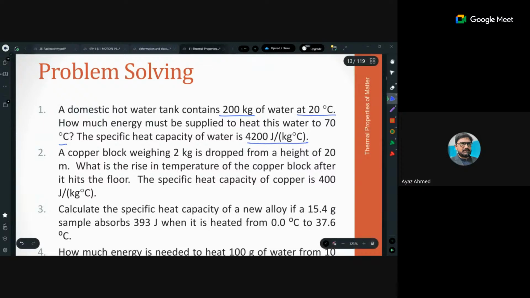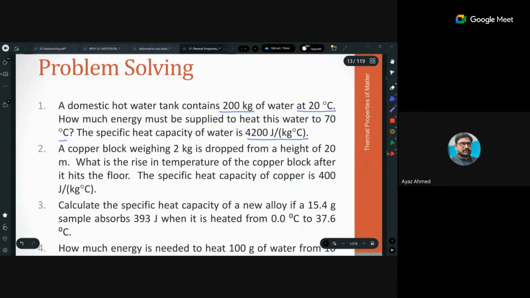So the easy solution for this one is you must know that the thermal energy supplied Q is equal to m c delta theta, or delta T, and the total energy is required. Mass is 200 kg, just put 200 here, and this is your specific heat capacity, 4200. The change in temperature is from 20 degrees to 70 degrees, so it is 50 degrees. So what will be your answer? Do you have a calculator?